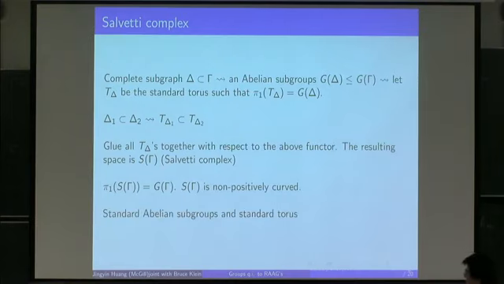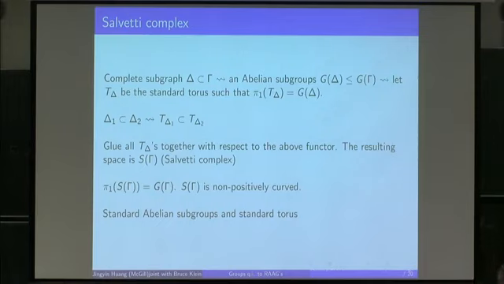Also, we need two terminologies here. This kind of abelian subgroup G of delta, where delta comes from a complete subgraph, is called a standard abelian subgroup. And these tori T delta sitting inside the Salvetti complex, we call them standard tori. They're going to play an important role in our understanding of the geometry of right-angled Artin groups.